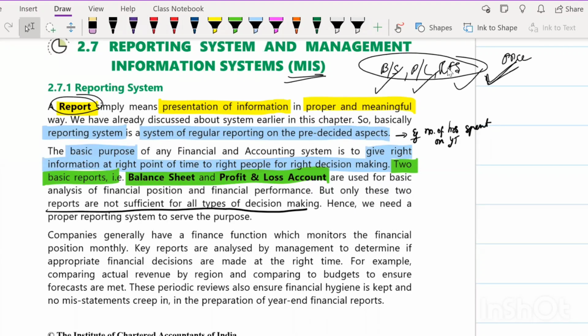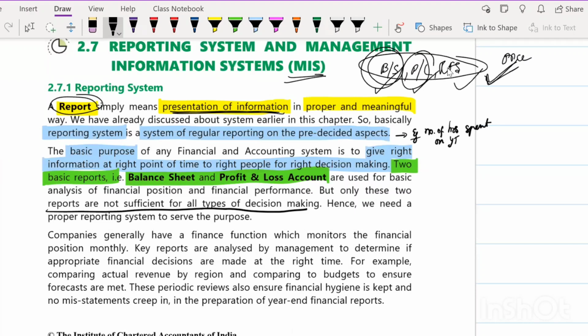A report is nothing but a simple means of presenting the information that you have. What all assets and liabilities there are in the company, you represent with the help of a balance sheet, correct? The same way, what all expenses you have incurred and what all incomes you have gained this year, you represent with the help of a profit and loss account.